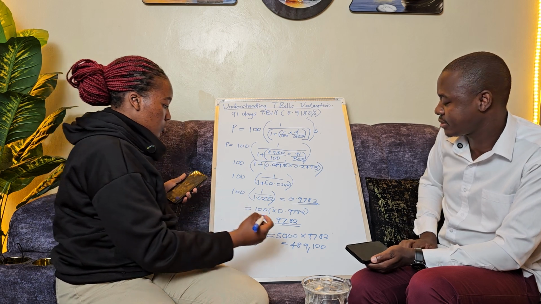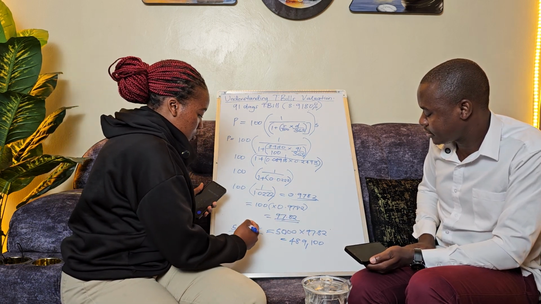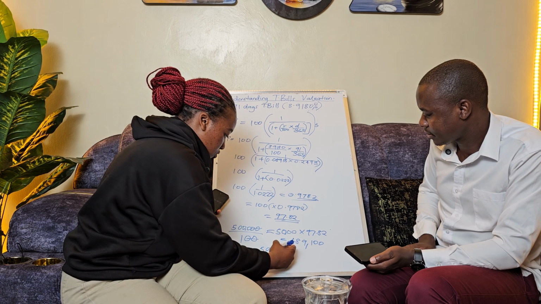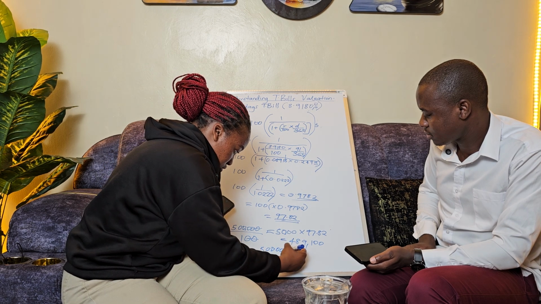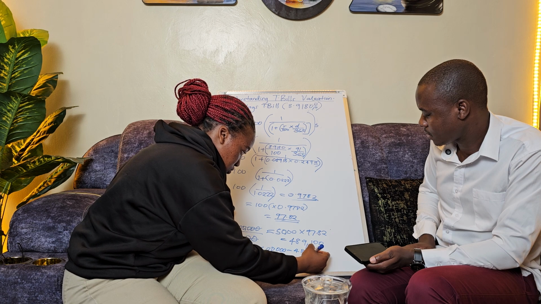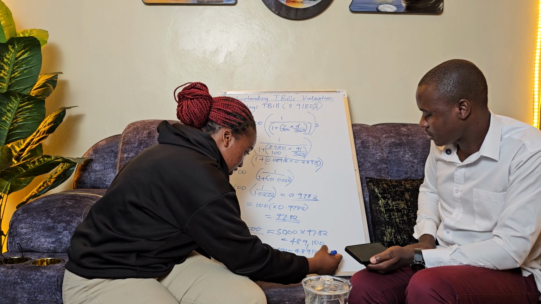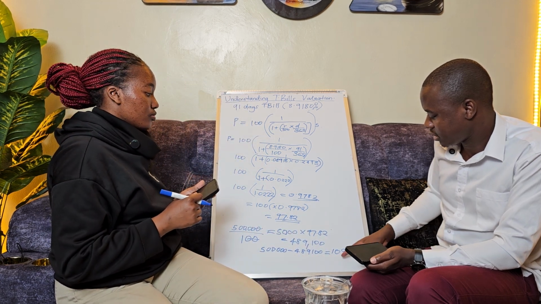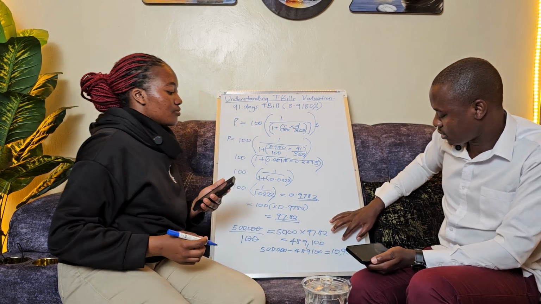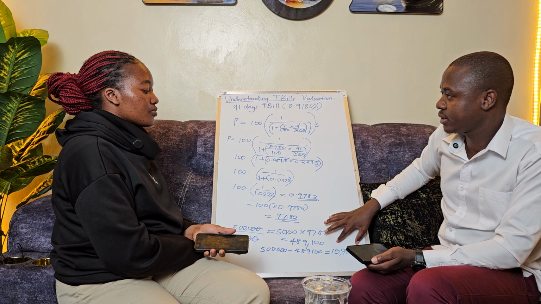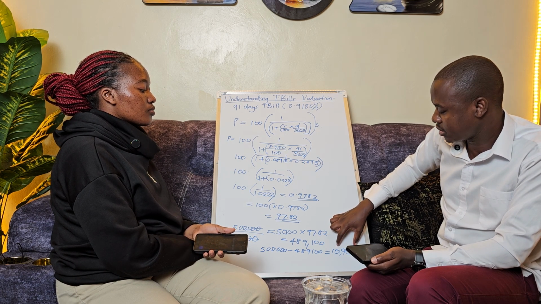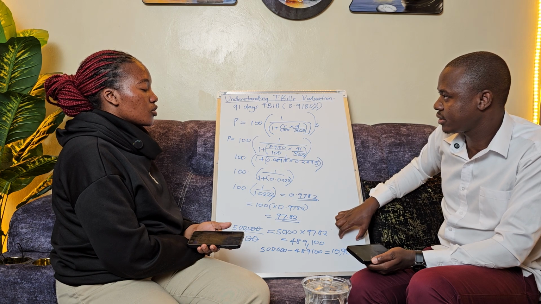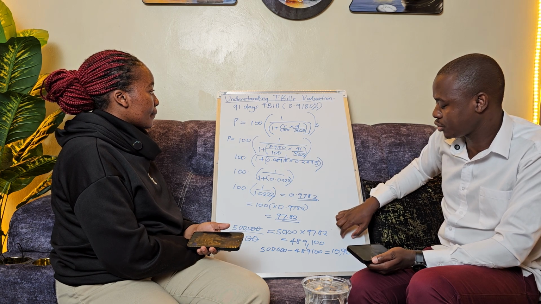Then we multiply tax. So 500,000, less this, you get 10,900. So this is the interest that you're going to get in the 3 months.